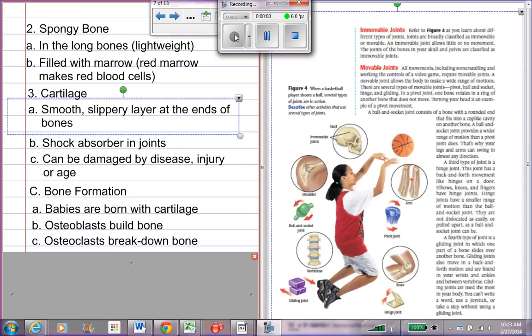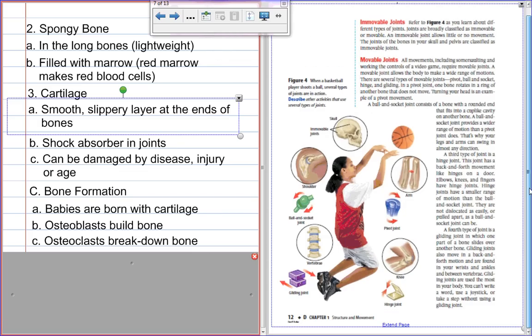Okay, continuing where we were last night, we're going to finish section 1. We ended yesterday with bone formation, remembering that babies are born with cartilage, then the osteoblasts build up the bone, and then as the bone cells die, osteoclasts break down the bone and release calcium and phosphorus back into the bloodstream. So now we are on page 10, 11, 12.